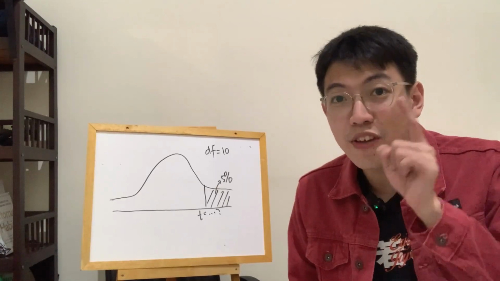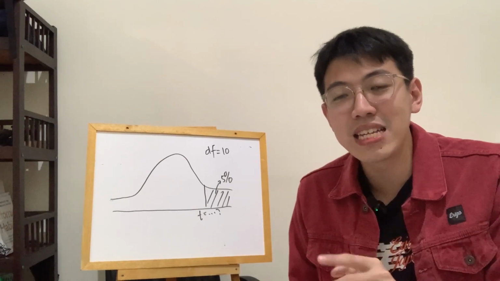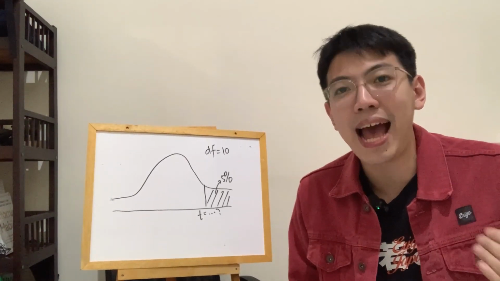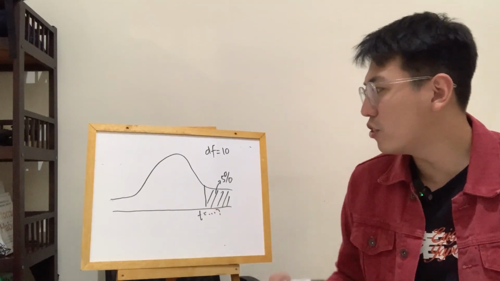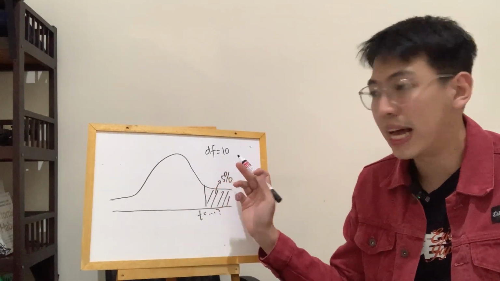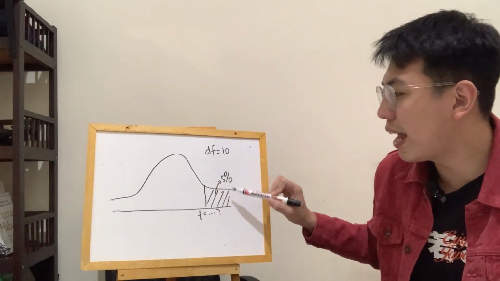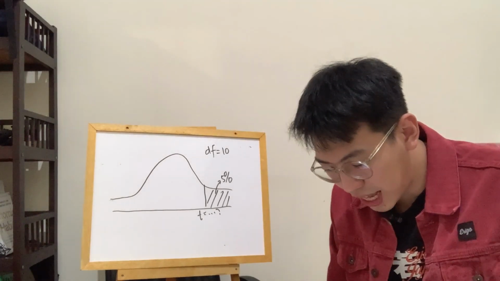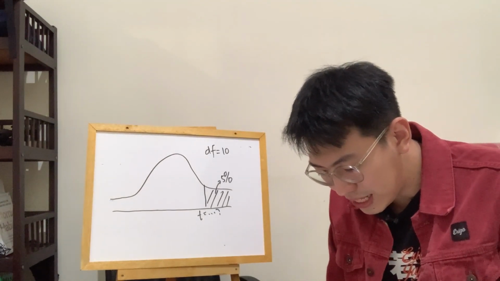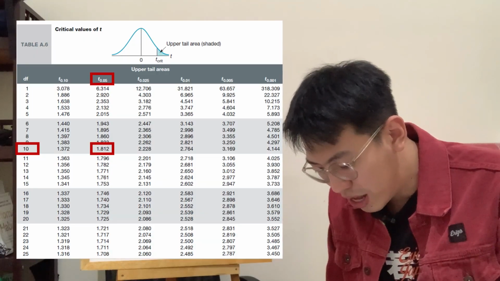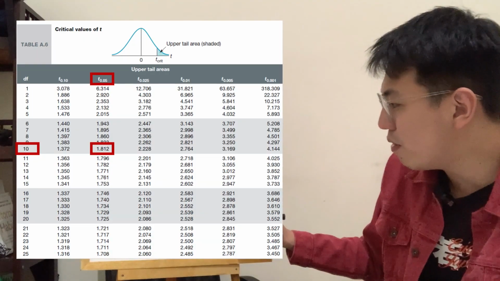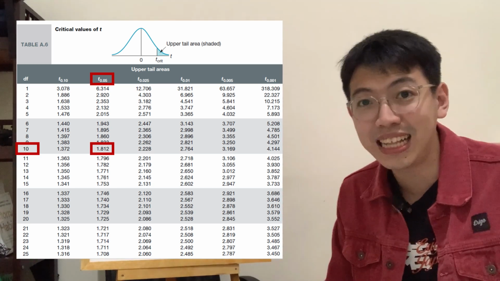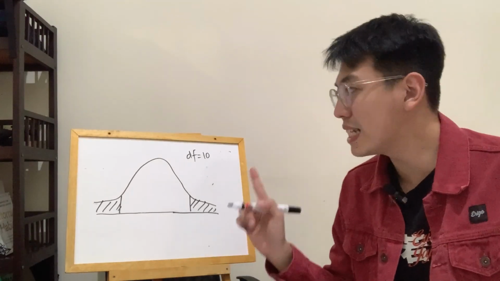So to find the t value, you have to understand the df or degrees of freedom and also the shaded area. For example, in this question, the df is 10 and the shaded area is 5%. So you find df 10 and then find t 0.05, and you will find that the t will be 1.812. Clear, right?